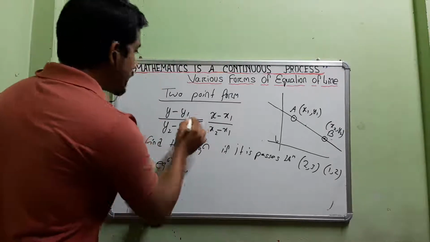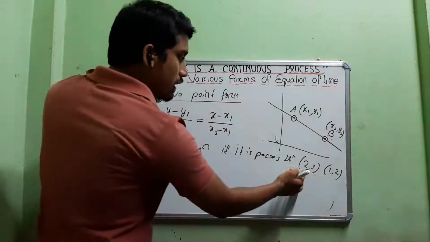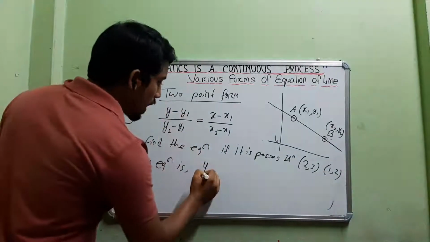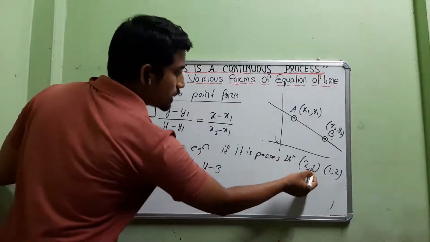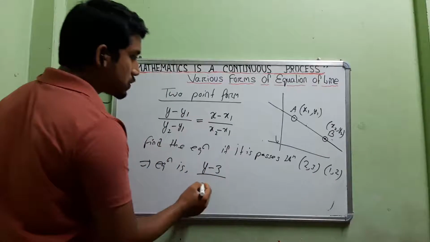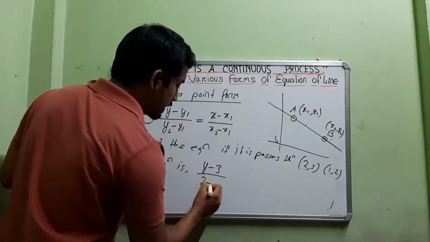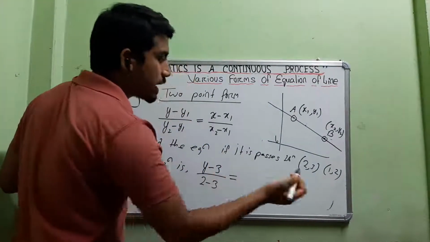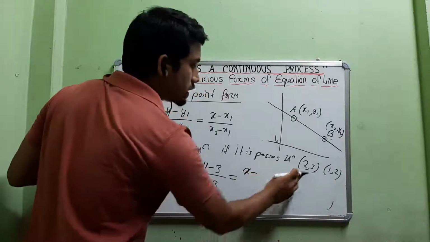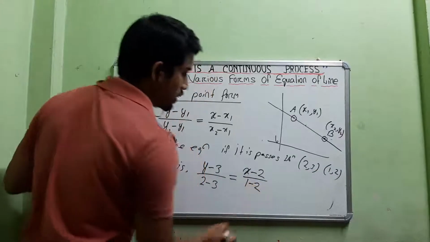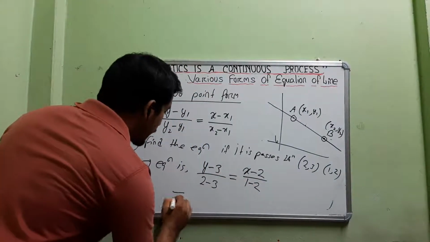The equation of the straight line is y minus y1, where this one is your x1, y1, and then x2, y2. Just put the values. So y minus y1, where y1 is 3, divided by y2 minus y1, that is 2 minus 3, equals x minus x1, where x1 is 2, divided by x2 minus x1, that is 1 minus 2. Just simplify this and you will get the equation of the straight line.